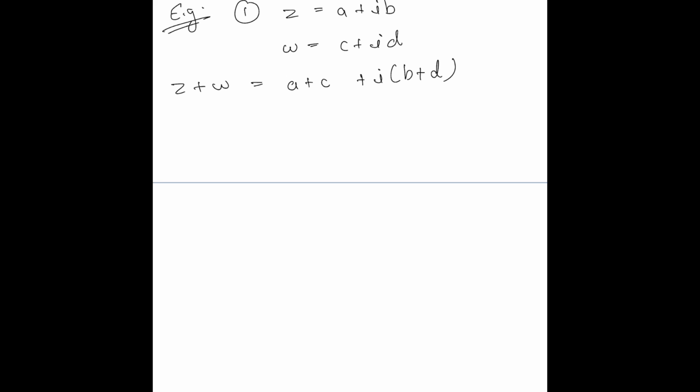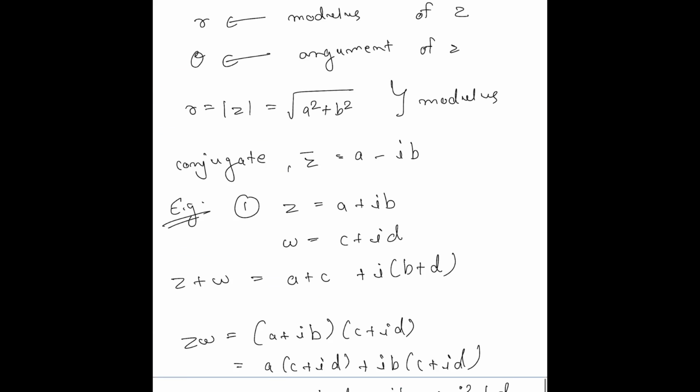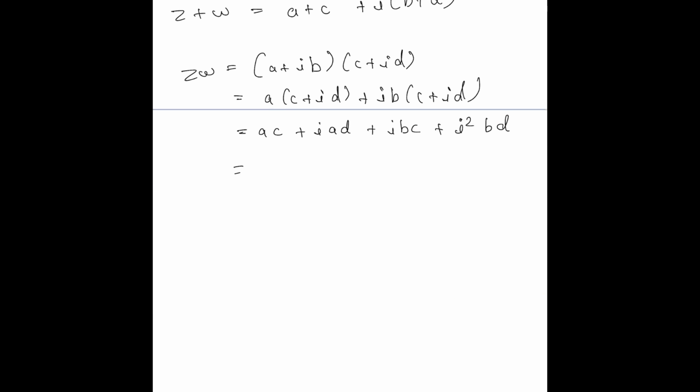For the multiplication zw, we have a plus ib multiplied by c plus id. We will go with the distributive property. It will be ac plus iad, plus ibc, plus i square bd. As we know, i square is equal to minus 1, so we can write the minus 1 there. It will be (ac minus bd) plus i(ad plus bc).